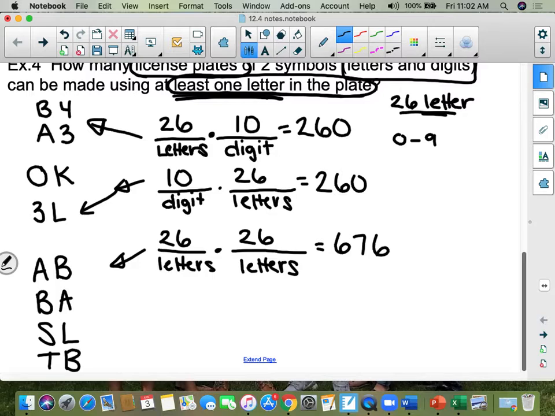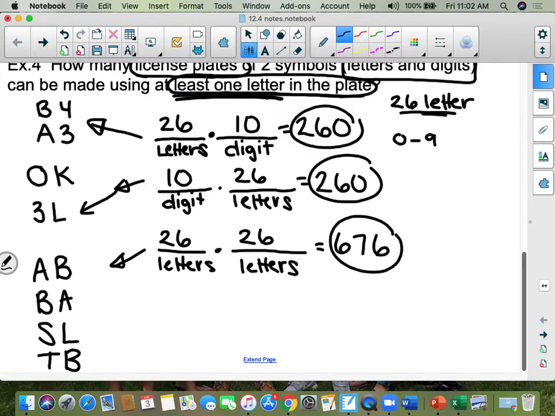You know how long it would take you on the ACT if they asked you this question, if you didn't know how to use your spaces? So what you have to do is add up 260, 260, and 676. There are 1,196 different ways you can write a license plate using 2 symbols, at least 1 letter, showing you that these spaces go quicker than actually listing all 1,196 of them.